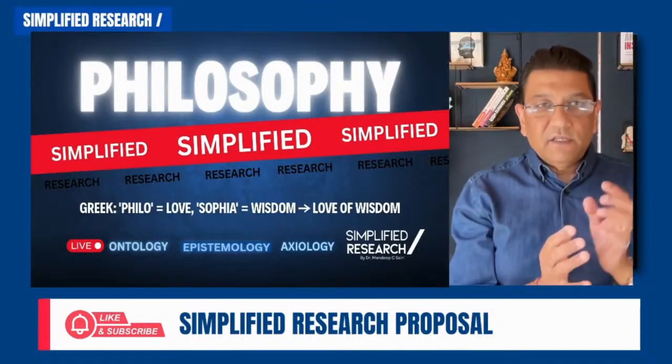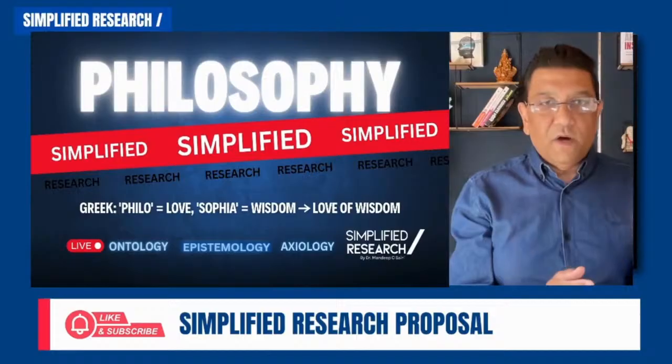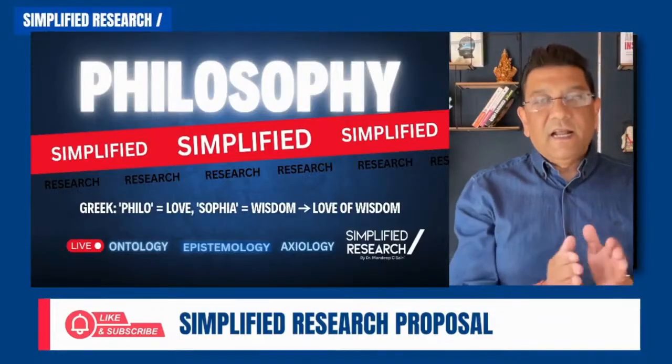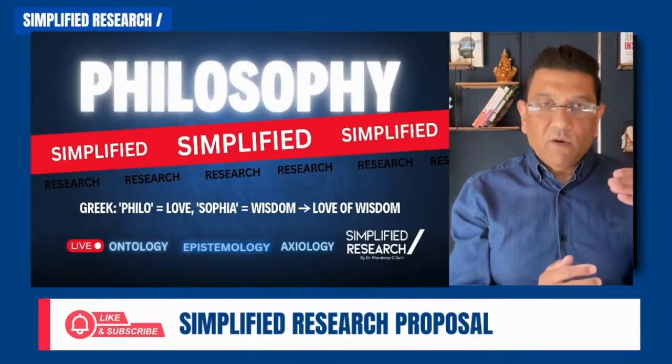Now, as I mentioned, that has three branches. One is ontology, one is epistemology, and one is axiology. Let's talk about those three branches one by one.